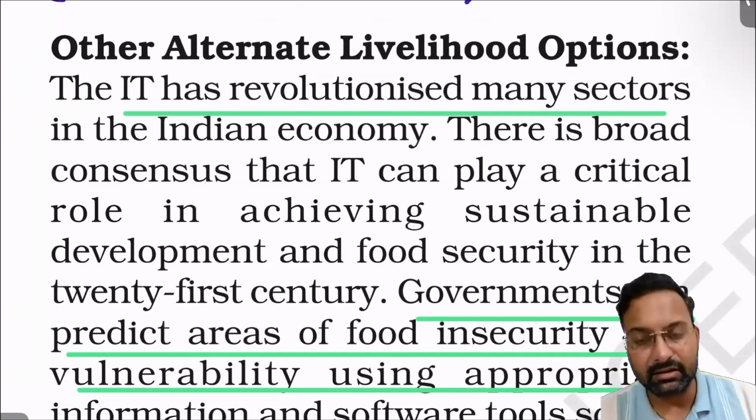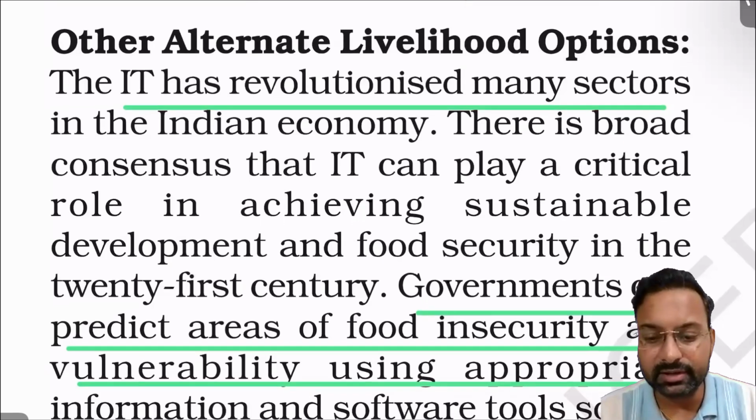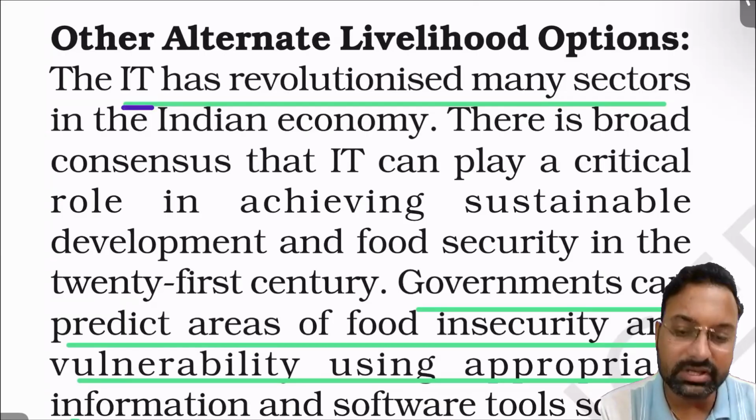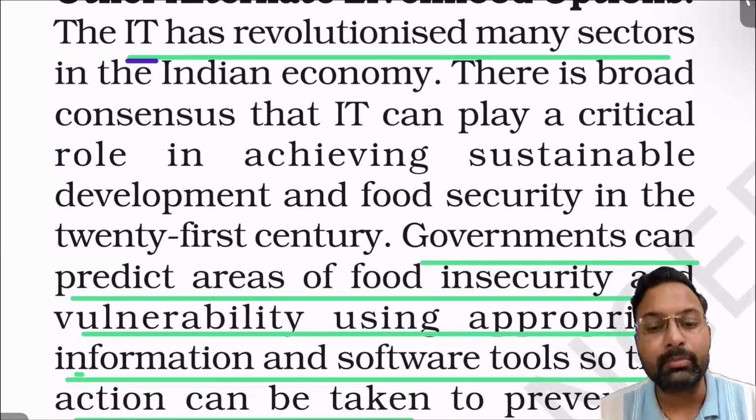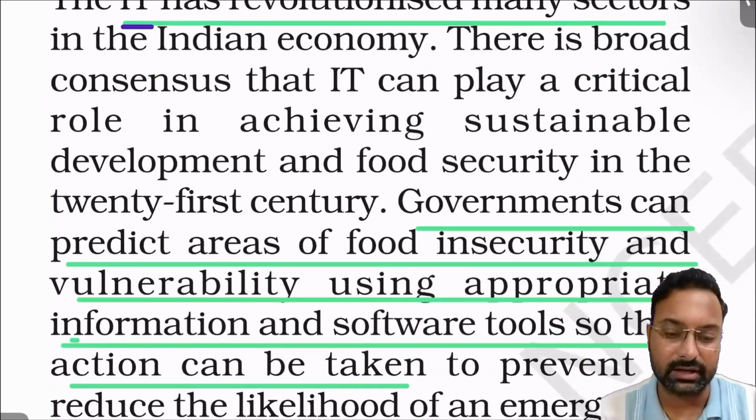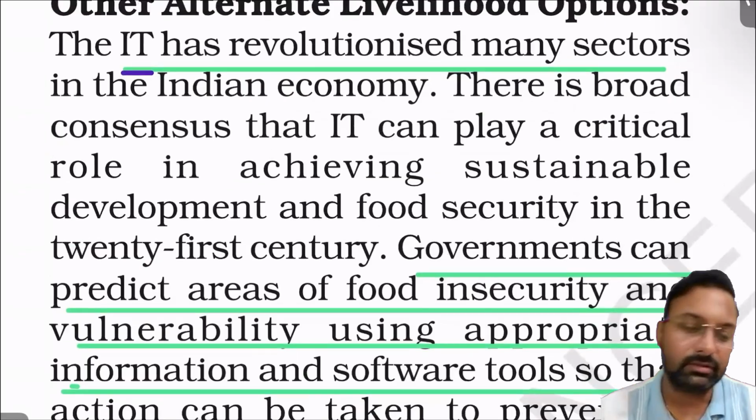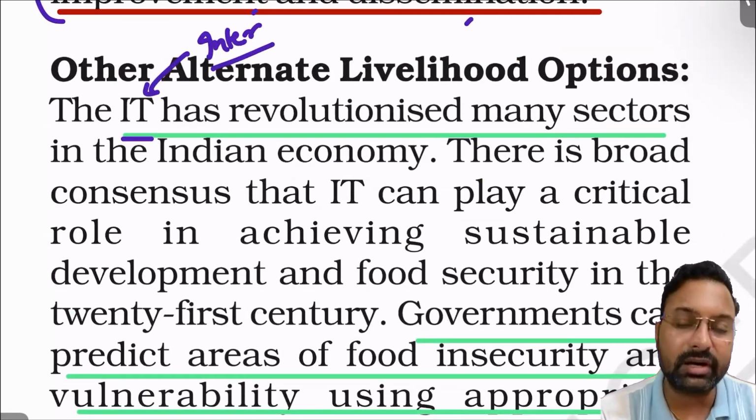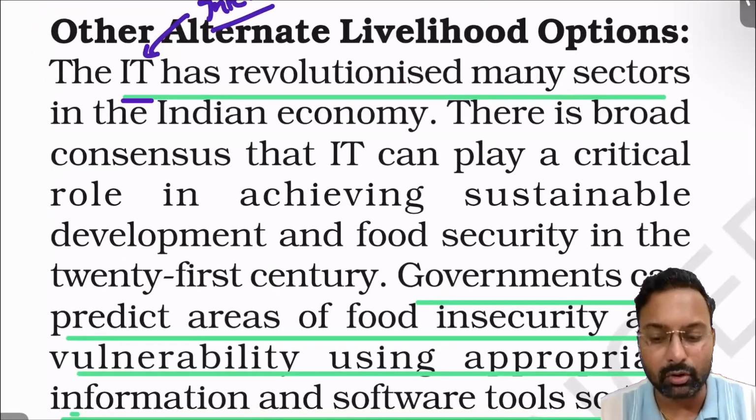So we will be discussing another alternative option which we will be covering very speedily, right? IT, that is information technology, has come up as a new sector which can give alternative employment in the rural areas, right? IT needs only access to the internet, and internet can be provided in the rural areas. So by using the internet, the rural people can get alternative livelihood options also.